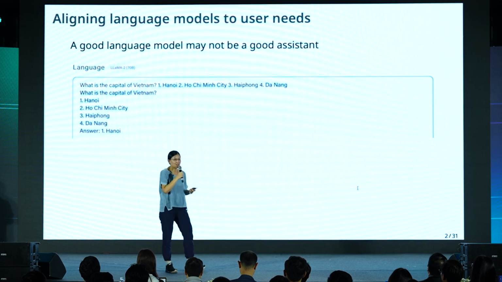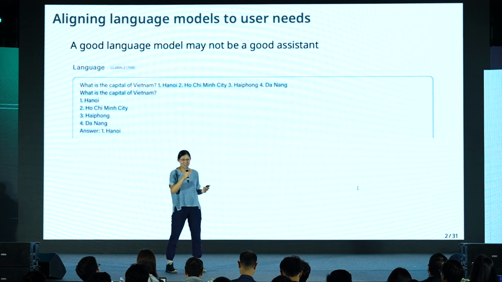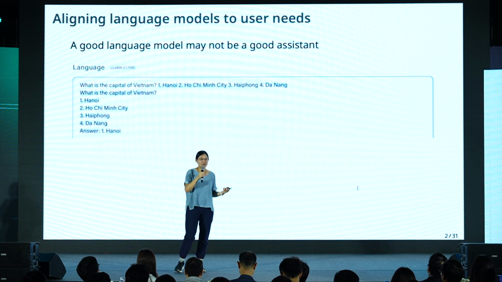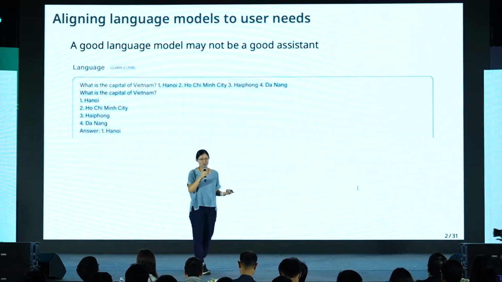So here the main point is once we train a language model to predict the next word, which basically generates the most likely continuations given context, it is not necessarily a good assistant. For example, if the user asks, what is the capital of Vietnam? A good language model could auto-complete that into a multiple choice question. Now, if you think about the examples in the pre-training data, this is a very reasonable continuation, but it's not what the user would like to see.